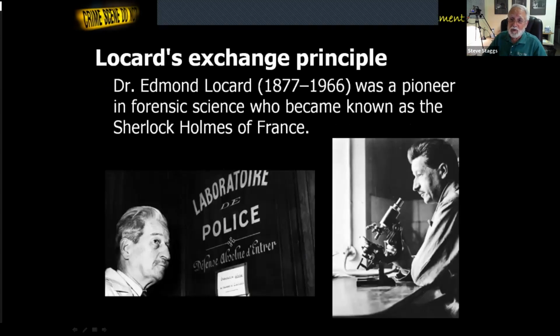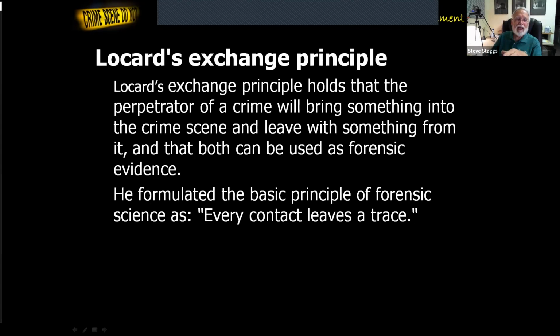That leads me to Dr. Edmund Locard, who was a pioneer in forensic science, and he became known as the Sherlock Holmes of France. He had Locard's exchange principle. And Locard's exchange principle holds that the perpetrator of a crime will bring something into the crime scene and leave with something from it, and both can be used as forensic evidence.